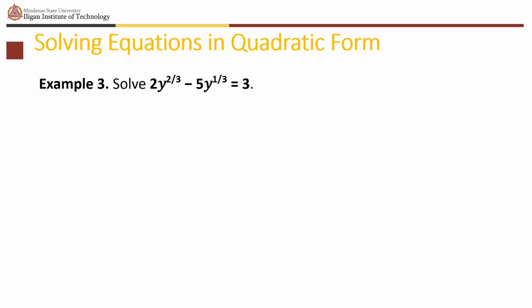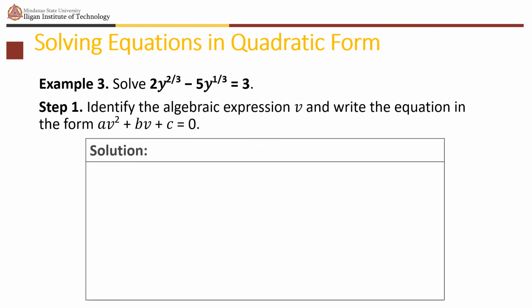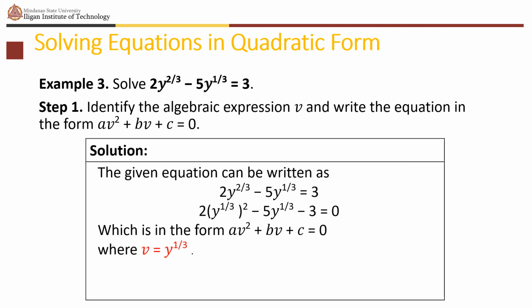Now let's go to the third example. We have: solve 2y^(2/3) minus 5y^(1/3) equals 3. So identify again the algebraic expression v and write the equation in the form av squared plus bv plus c equal to 0. Notice that there's a 2 there. So we have 2y^(2/3) minus 5y^(1/3) equals 3. We write that one as follows: 2 times (y^(1/3)) squared, minus 5y^(1/3) minus 3 equal to 0. So meaning to say your v is equal to y^(1/3).